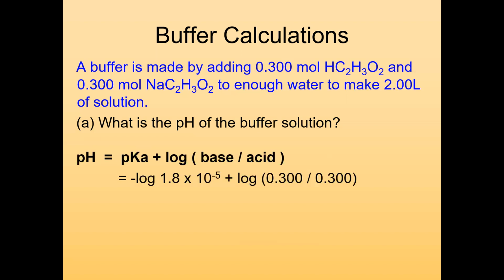So here we can use moles, and the negative log of the Ka for acetic acid is 1.8 times 10 to the -5, plus the log of the base over the acid. And here we get that the pH is going to be equal to 4.74, and that is of the buffer by itself.